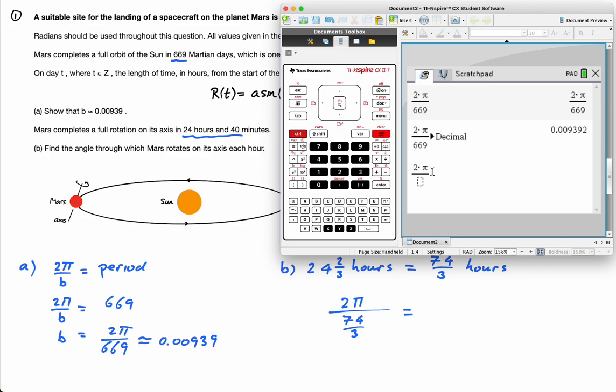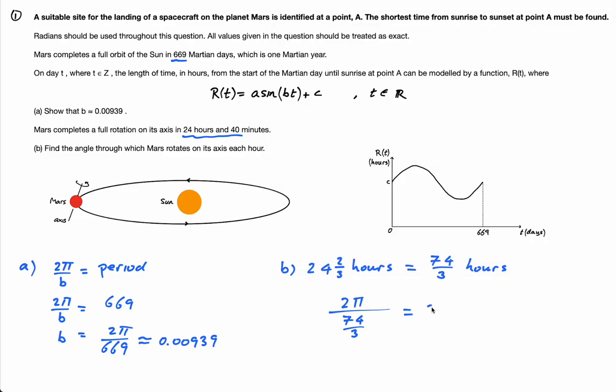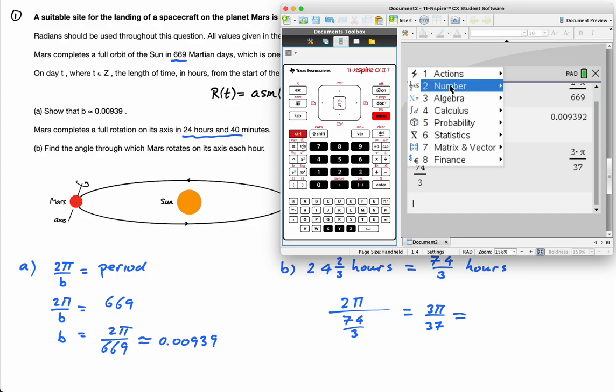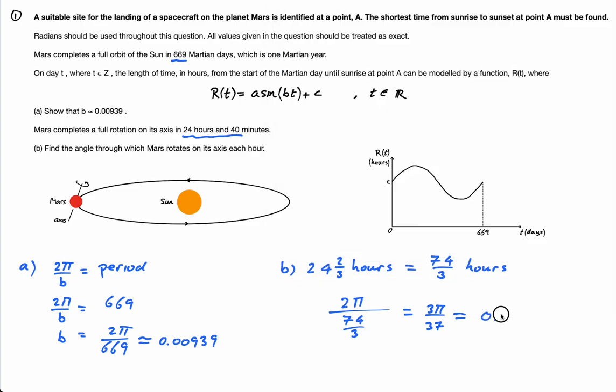So it's 2 times pi divided by 74 over 3. So this is my 74 over 3. Gives me 3 pi over 37. So the angle would be 3 pi over 37. That's fine. You could leave it like that. If you want to turn it into a decimal, it is approximately 0.255 to 3 significant figures. Okay, that's parts A and B.